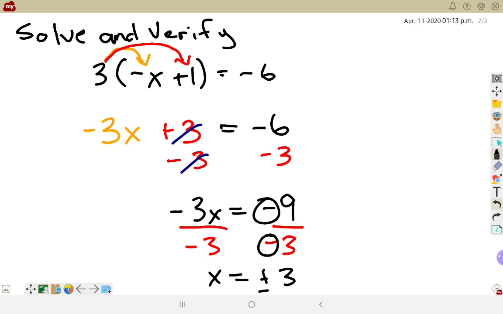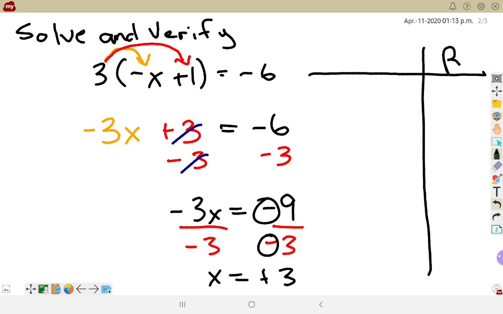Okay, so we get x is equal to positive 3. Now we're going to go back and just double check that. So let's verify. We've got our left hand side of the equal sign and our right hand side of the equal sign. The right hand side started off as negative 6, so I'm going to put that in. The left hand side, it started off as 3 times negative x plus 1.